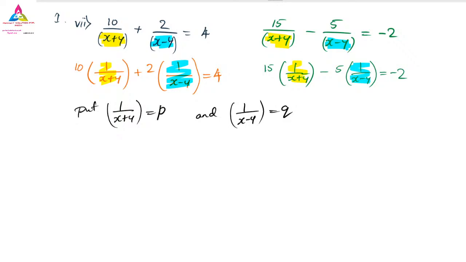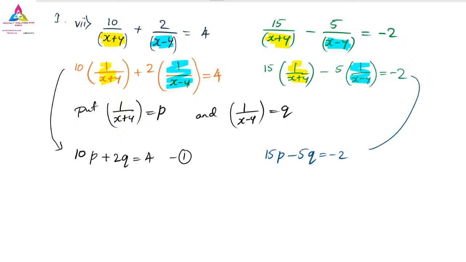So the equations will form in terms of p and q. The first equation is 10p plus 2q equals 4. That is our equation number 1. Similarly, we get one more equation, 15p minus 5q equals minus 2. This is our second equation. So we found equation 1 and equation 2.